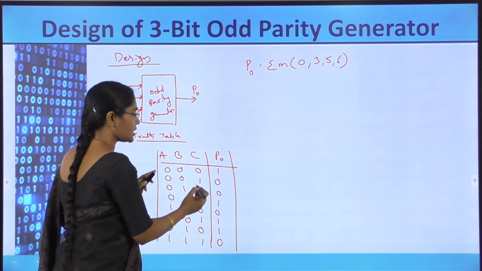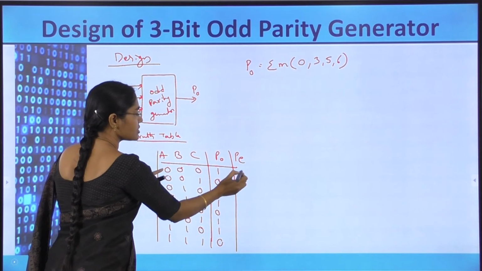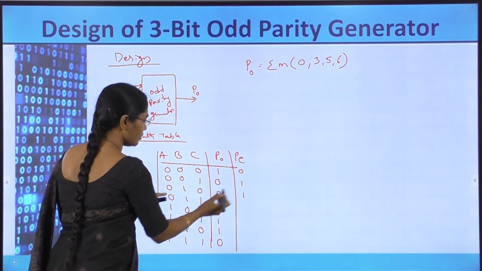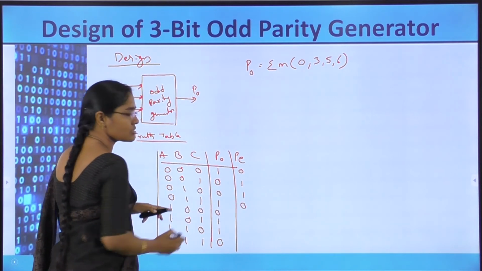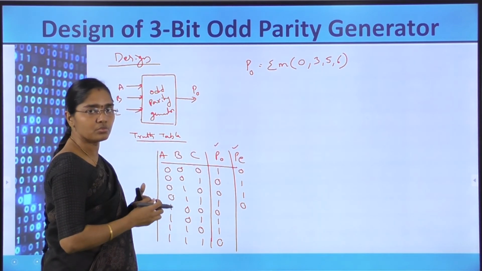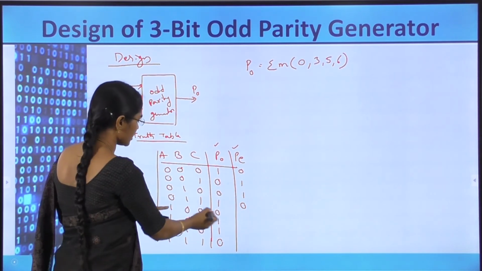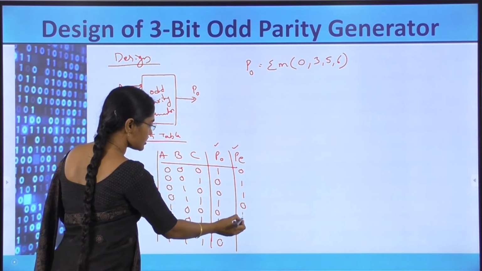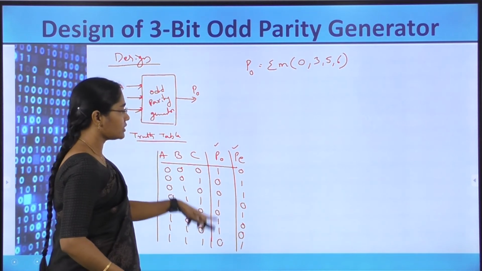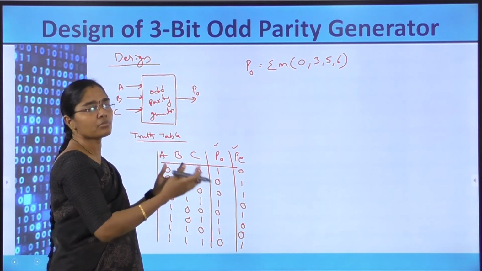Observe something: if I write the even parity, for the 3 zeros even parity is 0, for 0 0 1 it is 1, for 0 1 0 it is 1, for 0 1 1 it is 0. So observe here, even parity and odd parity are exactly complementary to each other. For this one even parity is 1, and for this one even parity is 0. So both are complementary.